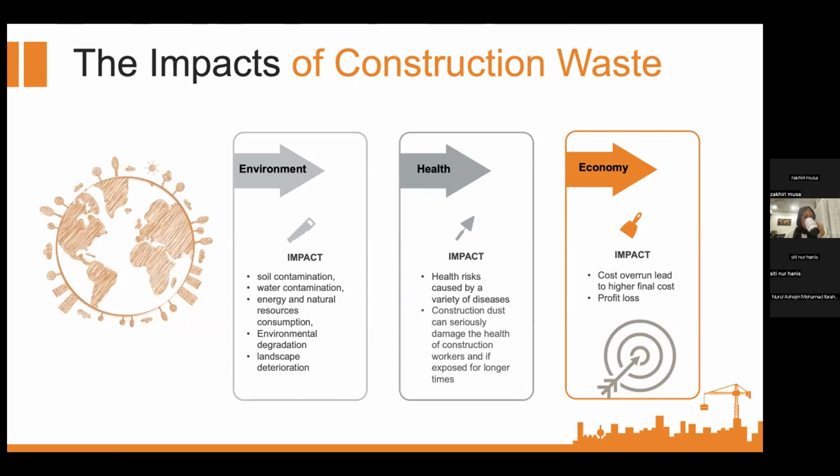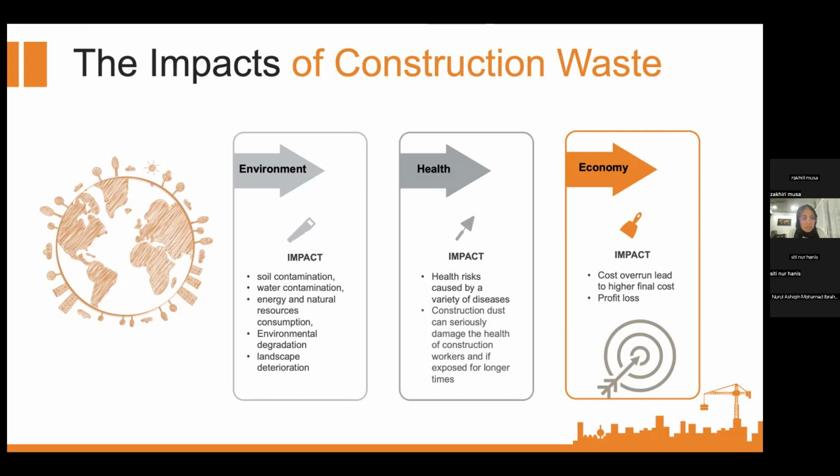Okay, next is the impact of the construction waste. The impact can be divided into 3 main categories: environmental impact, health impact, and economic impact. From the environmental impact, the waste produced from construction is believed to contaminate the soil and water resources. It also consumes more energy and natural resources to produce the material needed for the construction, but ending up wasted. Construction waste can also degrade the environment as well as deteriorate the landscape.